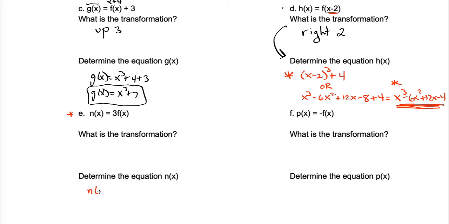So 3 times x cubed plus 3, which would be 3x cubed plus 9. Look at that. You didn't want to do either of them, and you just did it off the top of your head.